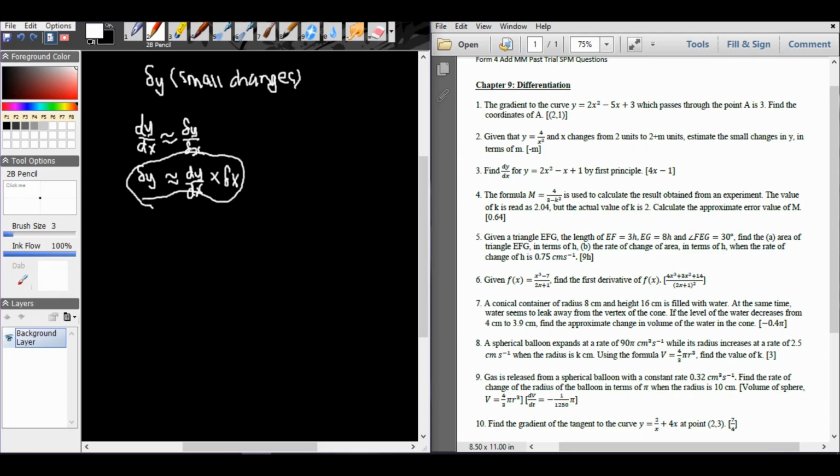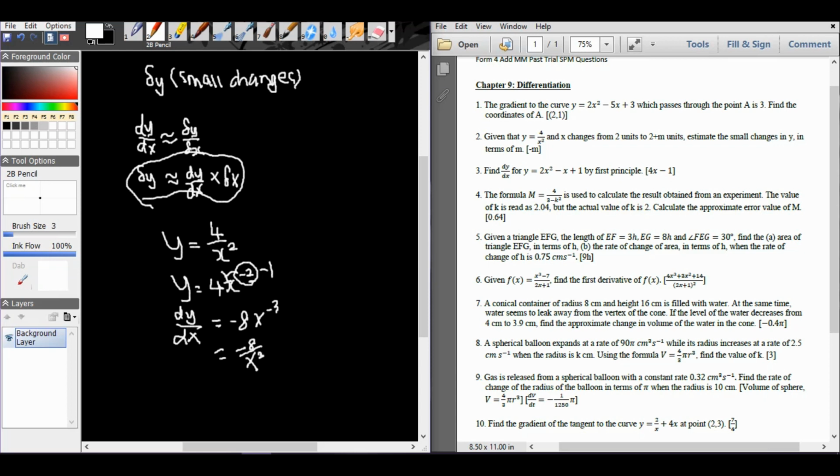From the question, we are given y equals 4 over x squared. We rearrange this equation: y equals 4x to the power negative 2. So dy dx equals, we bring down the power, 4 times negative 2, negative 8 x, then the power minus 1, so negative 3. So this equals negative 8 over x to the power 3.